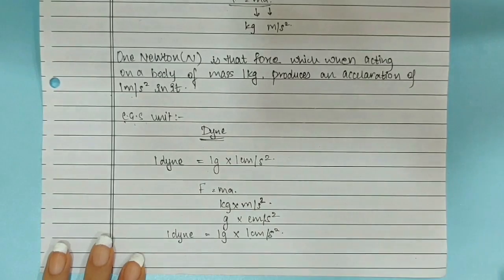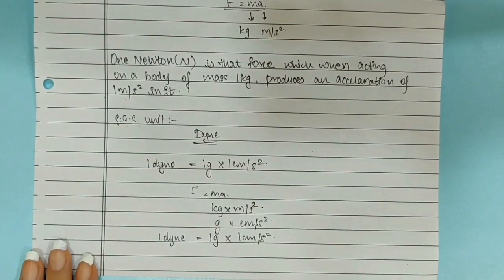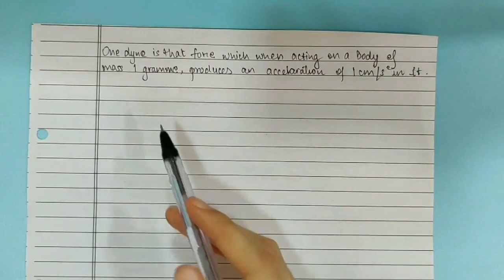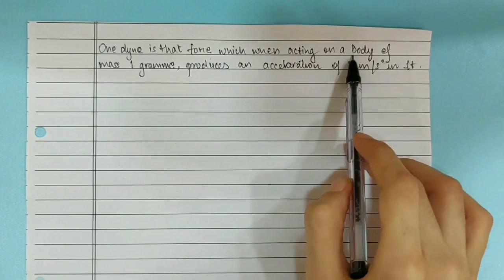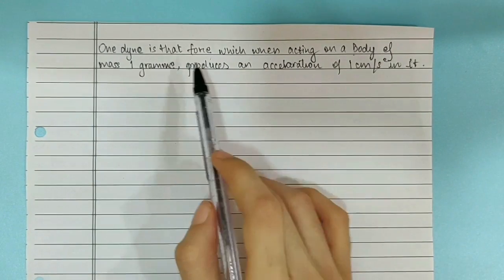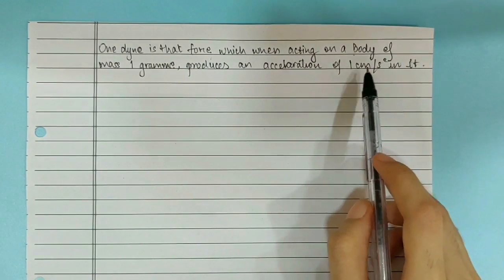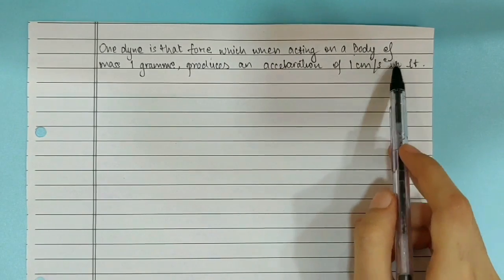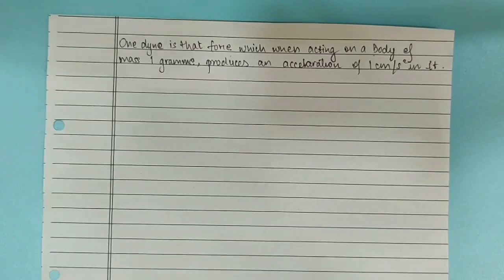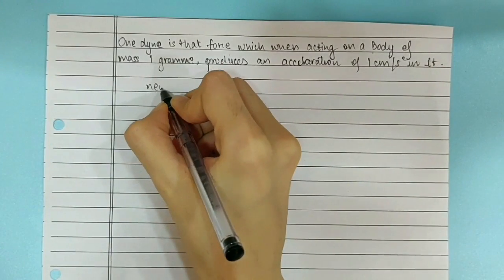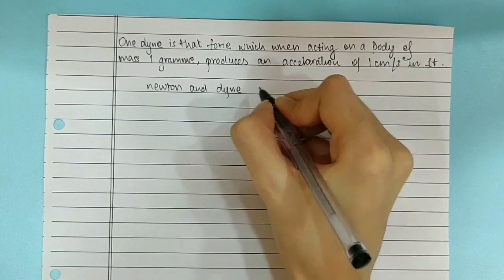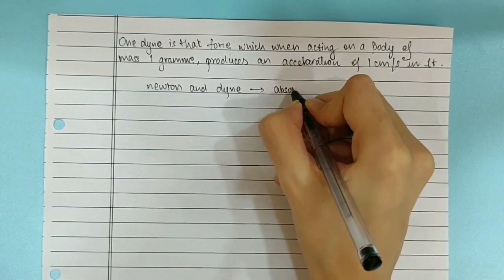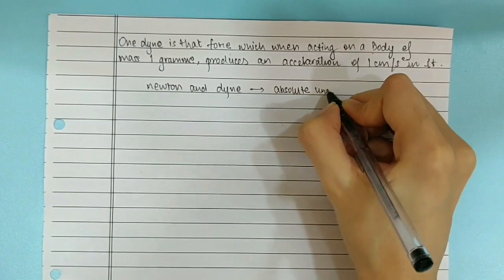Hence we get this formula that 1 dyne is equal to 1 gram into 1 centimeter per second square. I'll just write the definition of 1 dyne for you all. 1 dyne is that force which, when acting on a body of mass 1 gram, produces an acceleration of 1 centimeter per second square in it. Now Newton and dyne are the absolute units of force.